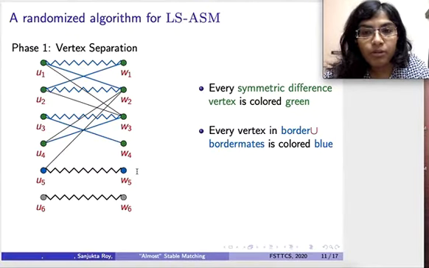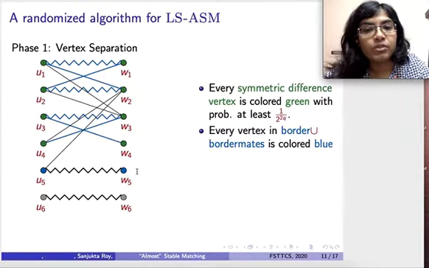Now what is the probability with which the symmetric difference vertices would be green? That is, how many symmetric difference vertices can you have? The number of edges in the symmetric difference is q, so you can have at most 2q vertices. So this probability is at least 1 by 2 power 2q.